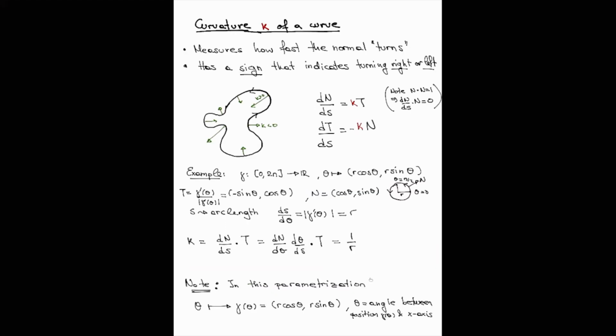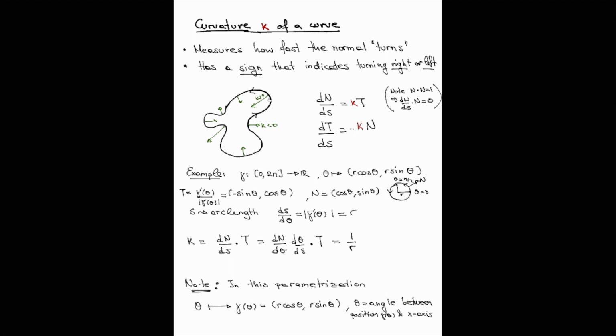Now, what's the curvature? So the curvature of a curve is a way to measure how fast the normal to the curve turns. And this quantity has a sign that indicates if we're turning left or right. So for example, in this picture here, we're going this way. And every time I turn right, the curvature is negative. Every time I turn left, the curvature is positive. And depending on how much I'm turning, that changes the magnitude of the curvature.